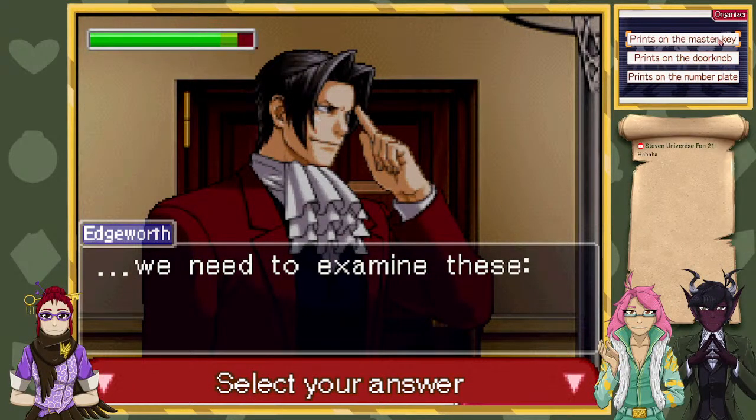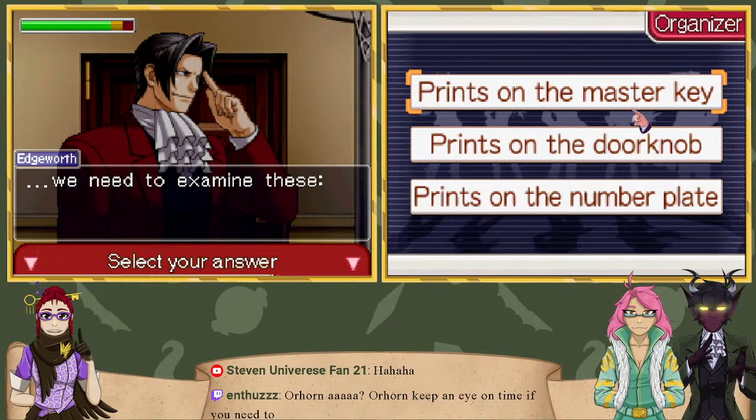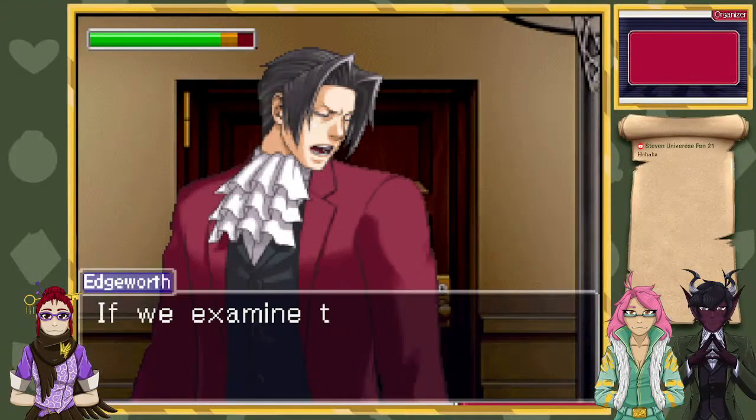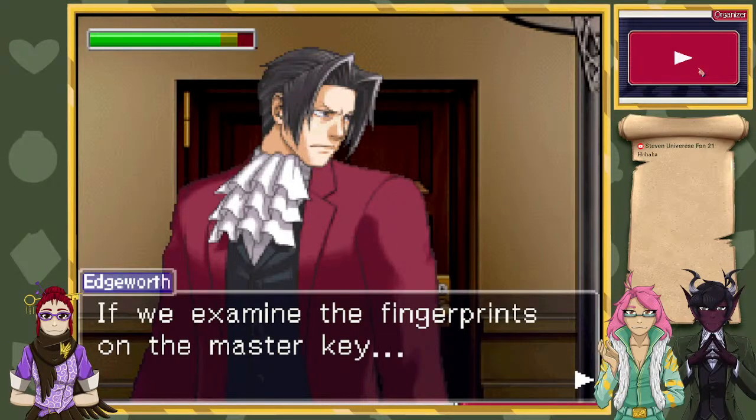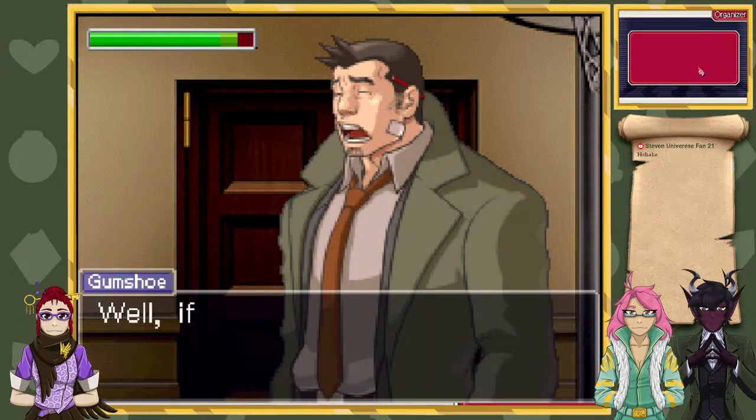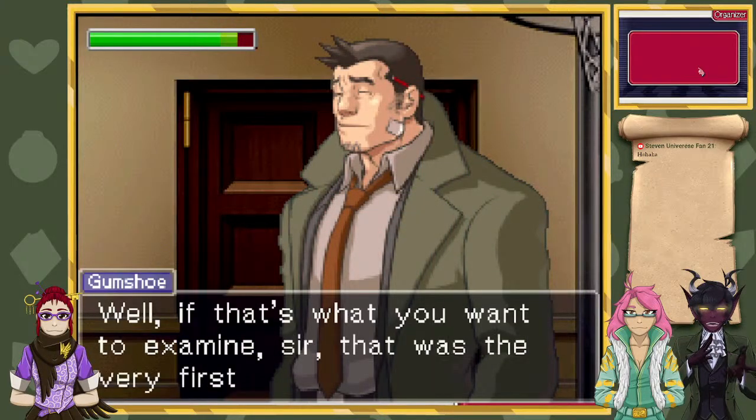The key then, I guess. Yeah, because the door is scrubbed. Yeah, so the key itself. Ah, I thought we got it in one. If we examine the fingerprints on the master key. Well, if that's what you want to examine, sir, it was the very first thing we did.